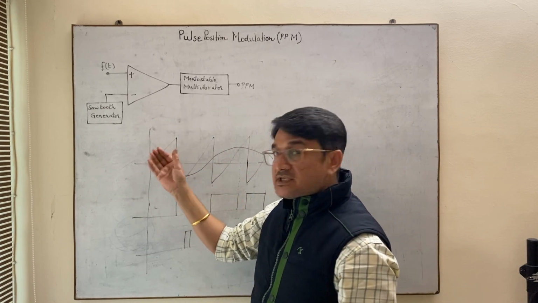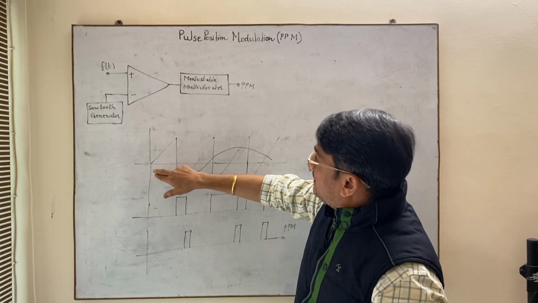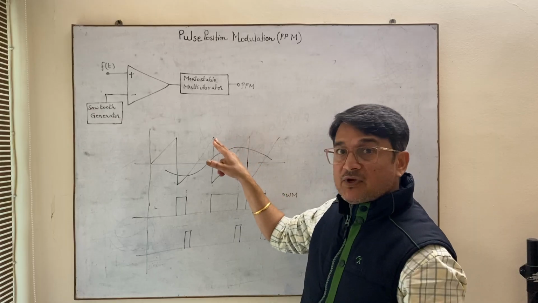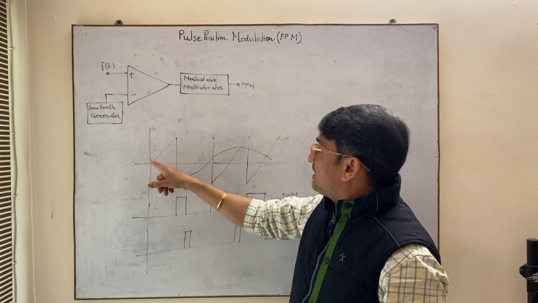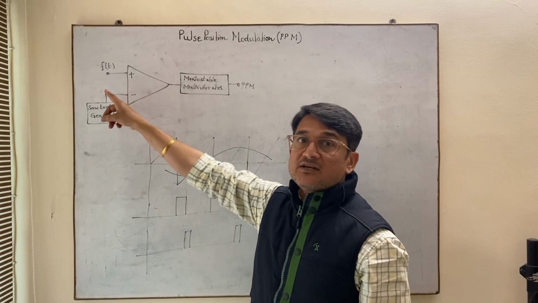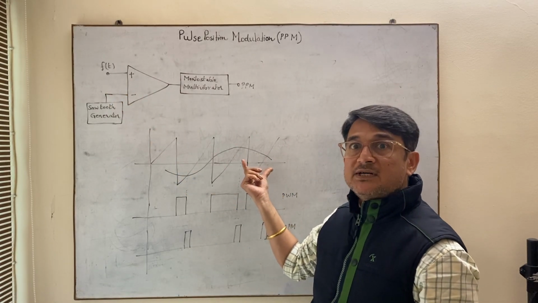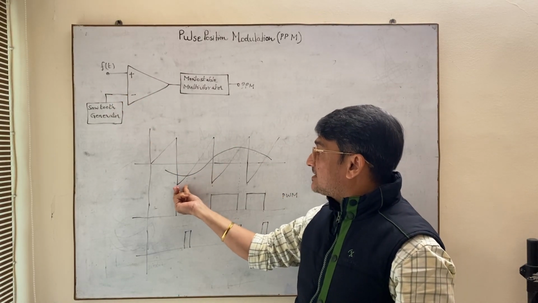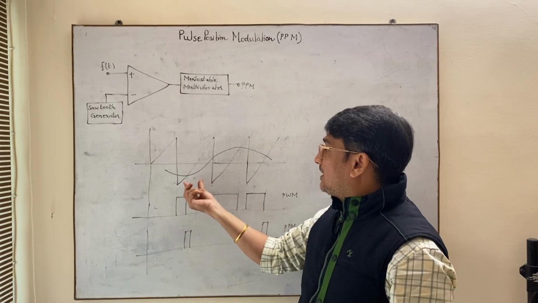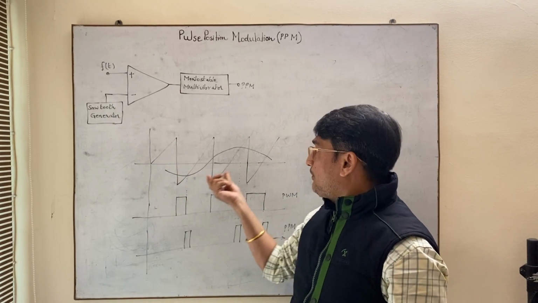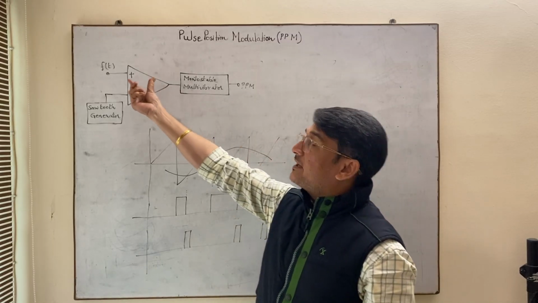So I have derived the same waveform. This is the sawtooth waveform which has the sampling frequency. This signal is the modulating signal which has frequency fm Hertz. The frequency fs is greater than or equal to 2fm, where fs is the frequency of the sawtooth waveform and fm is the frequency of the modulating signal.